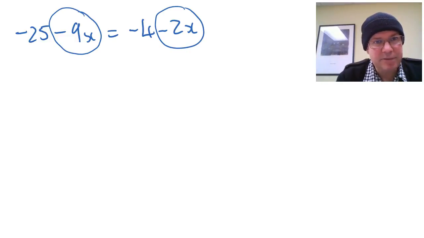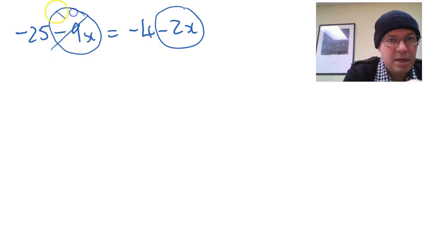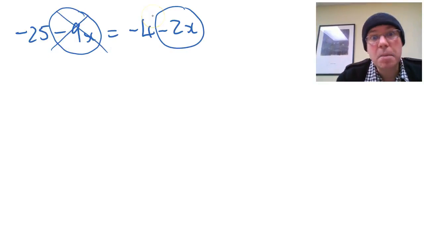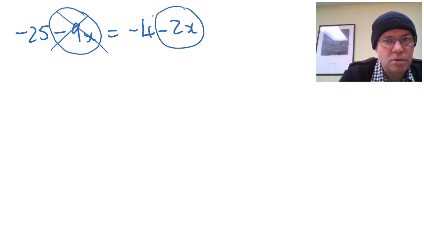And if you did that on the left-hand side, this would disappear, of course, and minus 2x plus 9x would be a positive 7x. So that's nice. So that's definitely what I'm going to choose to do.